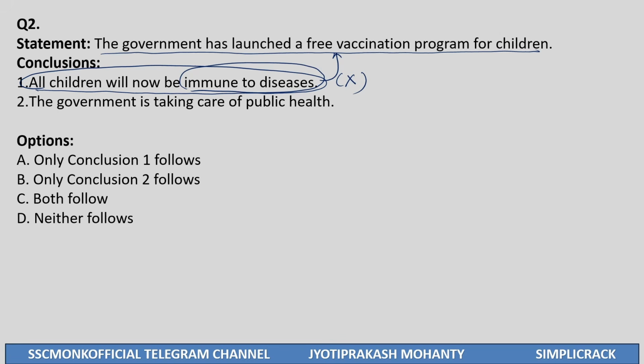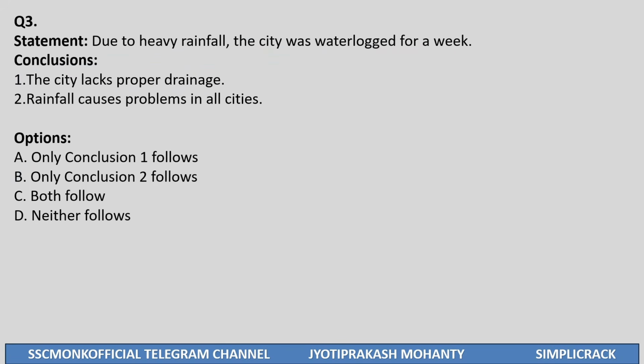Now the second, the government is taking care of public health. See, government is launching a free vaccination program. Free vaccination program means what? Government cares about the public health. That means this conclusion is directly from what? The statement, and it is following the statement. This means only conclusion 2 follows. Conclusion 1 does not follow. Clear?